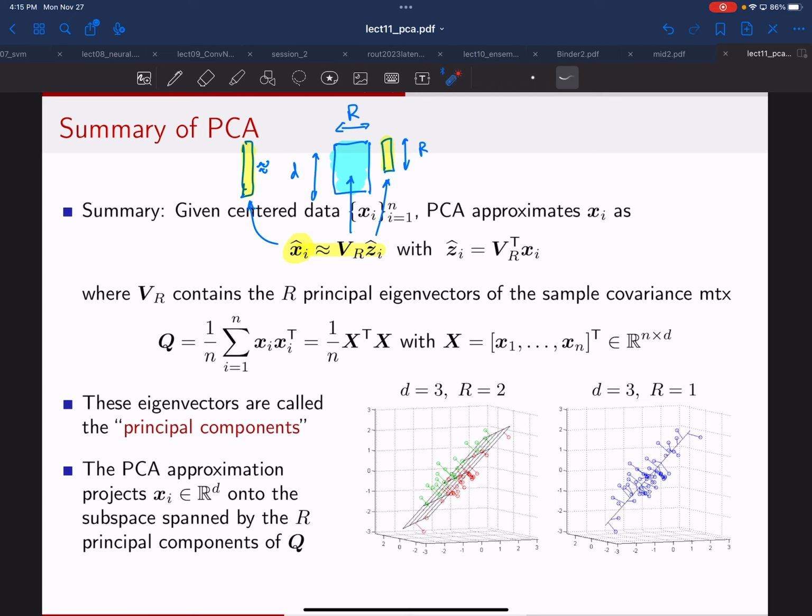We are saying that this is a sample covariance matrix because we're assuming that the mean has been subtracted from these x_i's. If the mean was not subtracted, then to define the sample covariance matrix, you would need to subtract it from both of those terms.